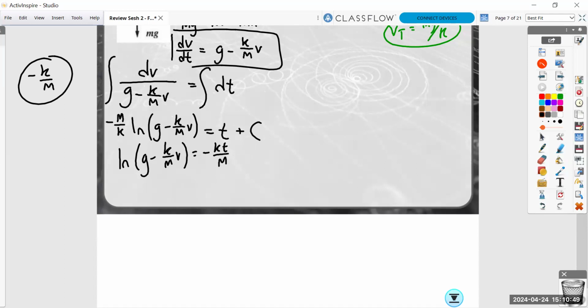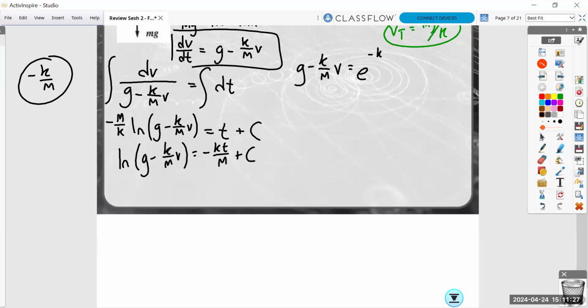And here's where I'm going to do a little bit of calculus fudging, which is that C was a number that we didn't know, right? Now it's still a number we don't know. It's just a different number that we don't know. It's still a mystery box. We've just multiplied our mystery box by something. We want to get rid of the ln, so we'll raise both sides to the e power: g minus k over m v equals e to all of this business.